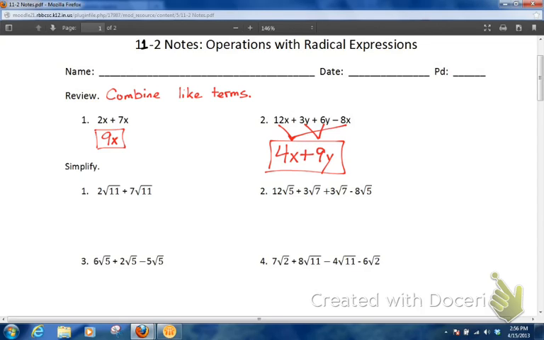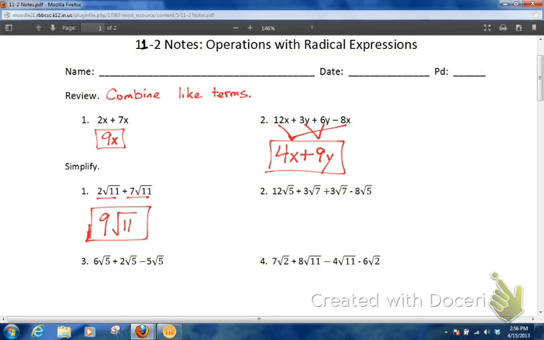That's what we're going to do here with radicals. You can think of the radicals as like terms, or think of the square root part, the radical part, just like you would with variables. So in problem number 1, if I have 2 root 11 plus 7 root 11, you're going to get 9 root 11. 2 plus 7 is 9, so you have 9 root 11s, done, because obviously the square root of 11 cannot be simplified. Now, remember, always check for simplification if you can. 11 cannot be simplified, so I'm done.